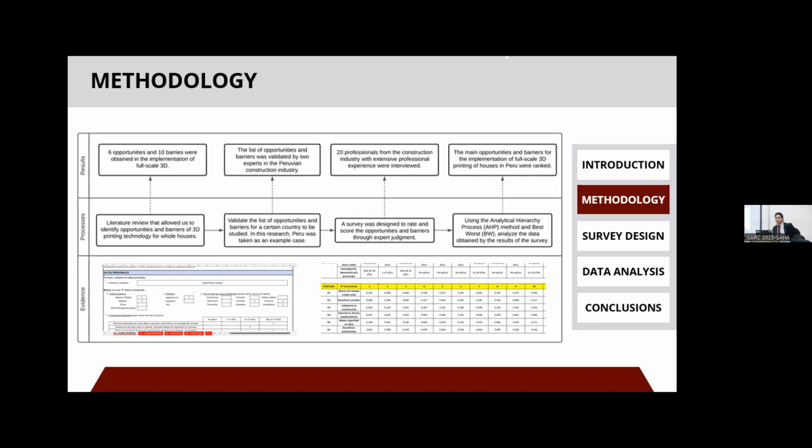And then with this list, we designed a survey to rate and score the opportunities and barriers. Twenty professionals from the Peruvian construction industry were interviewed. With this data, we used the AHP method for the opportunities, and the Best-Worst method for the barriers. Then as a result, we got the main opportunities and barriers for the implementation of full-scale 3D printing of houses in Peru. As you can see, this is all the evidence, like the survey and some results.